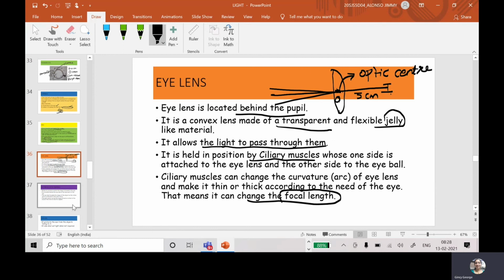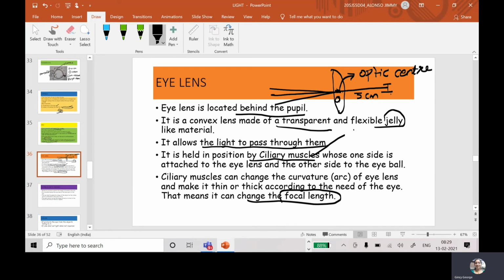Okay, so what is the function of ciliary muscles? I told you the ciliary muscles have the function of adjusting the eye lens, depending on where the object is located. So ciliary muscles have two actions.